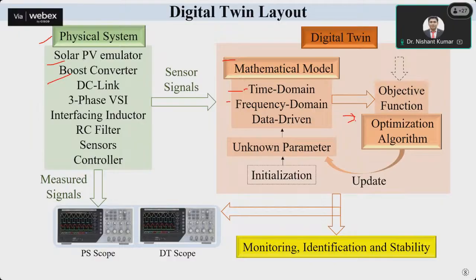And then through this optimization technique, parameter initializations and unknown parameter classification, your target will be to find the actual values so that the waveform matches with a higher accuracy, which is 95% plus. This is the basic fundamental of any DT, whenever you are going to form a DT.